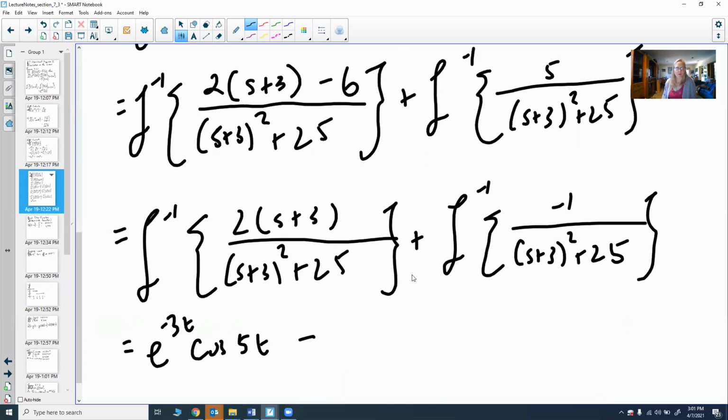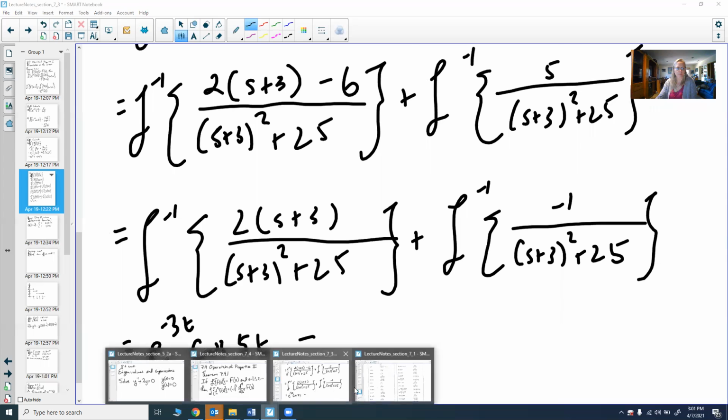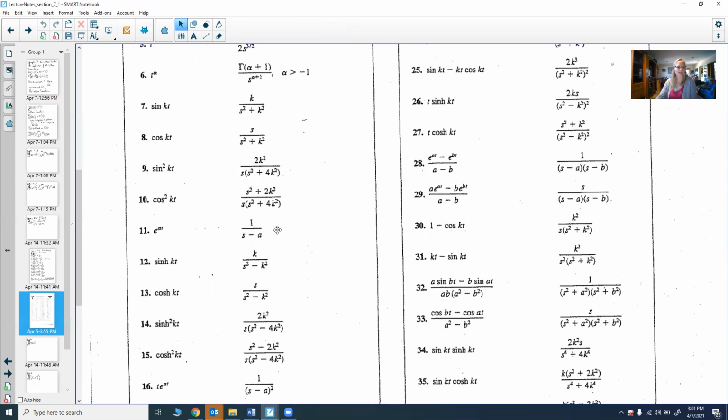Then we have minus, now let's see for this one, going back again to our table. In our table, k over s squared plus k squared is the sine. Oops, here's sine. K over s squared plus k squared is the sine of kt. So again, because I've got that s minus a, I know I'm going to have an e put onto it. But now I've got to figure out what this is. So k squared is whatever number is being added there. We do need a k in the numerator.